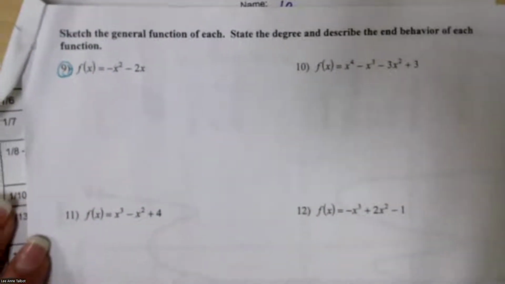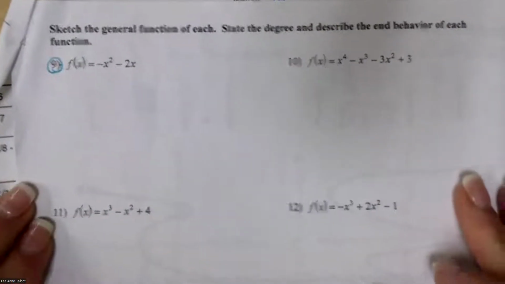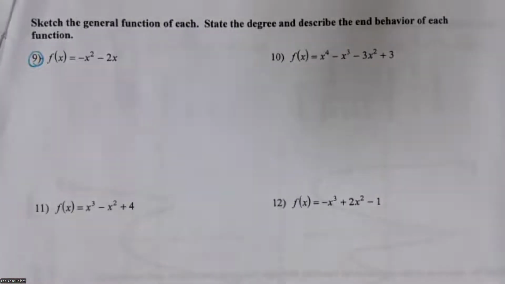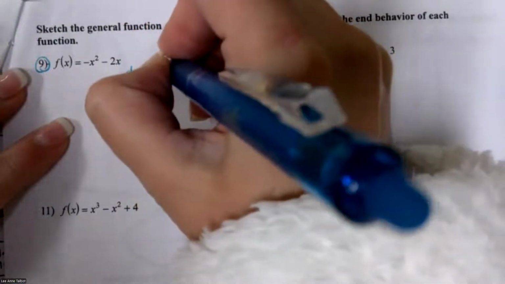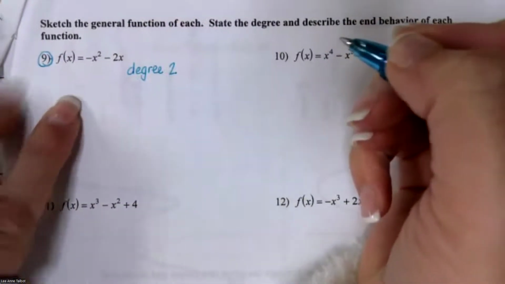Okay, first problem, number 9 is not boxes. Woo! Okay, so that's the general function of each, state the degree, and describe the end behavior. Okay, so this one is degree 2. And it has a negative a value.